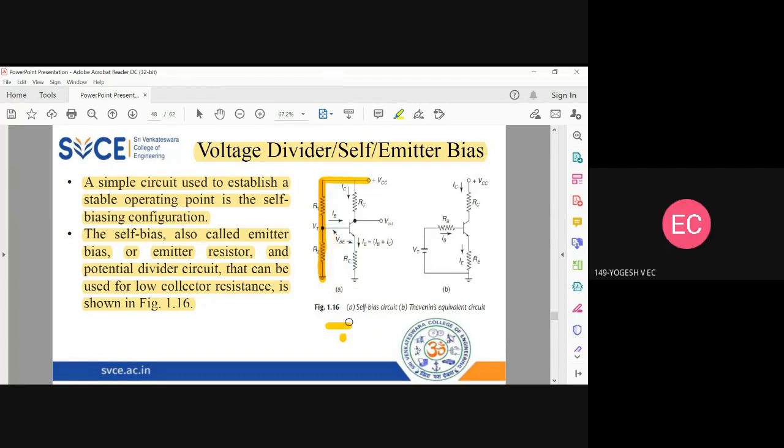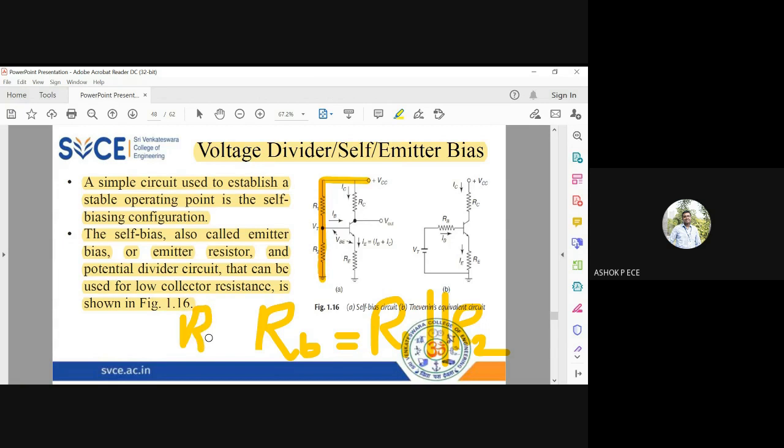Okay, so R1 and R2 are going to be parallel. So I'm going to consider that Thevenin resistance as RB. So RB will be equal to R1 parallel to R2. For Thevenin's theorem, you have to find R Thevenin and V Thevenin. R Thevenin we have found. I'm going to rename it as RB. So RTH will be equal to RB, equal to R1 parallel to R2.